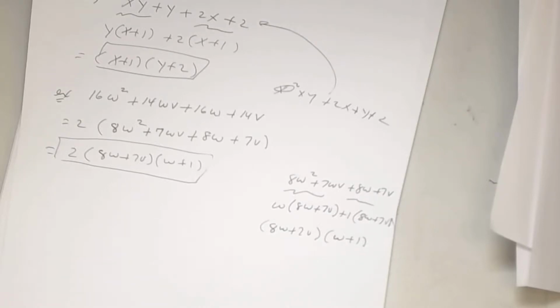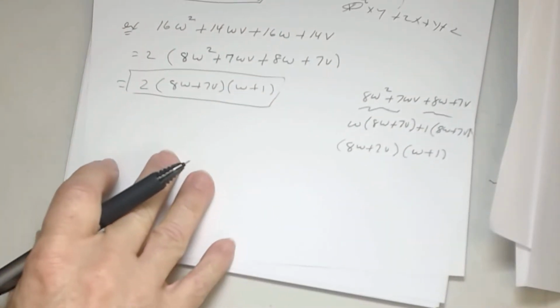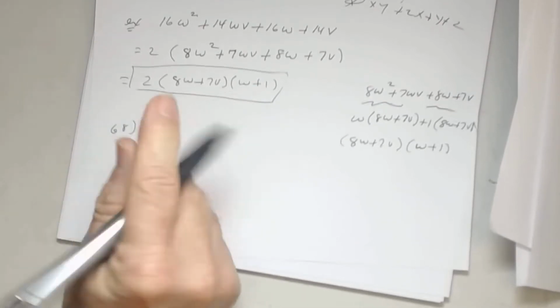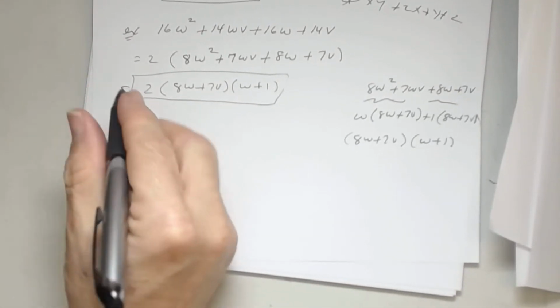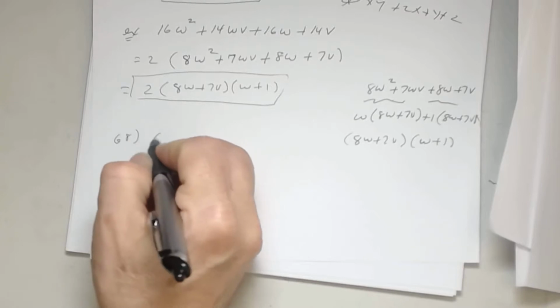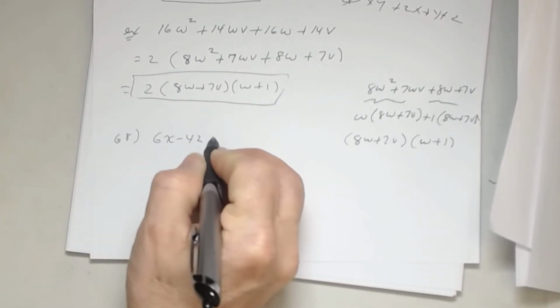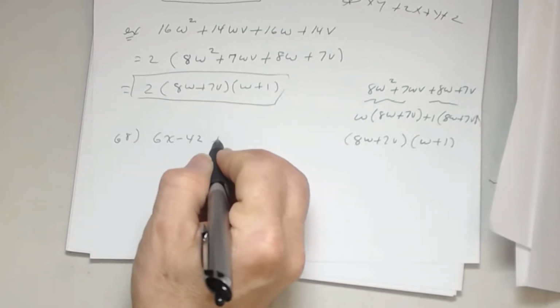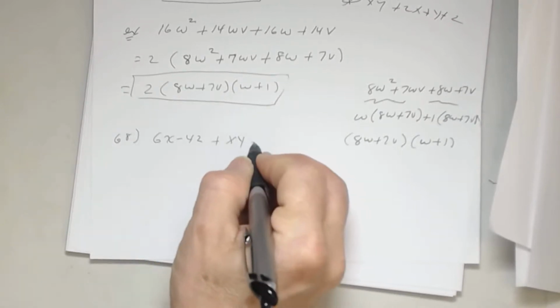All right, let's look at 68. 68. All right, 68, you have 6x minus 42 plus xy minus 7y.